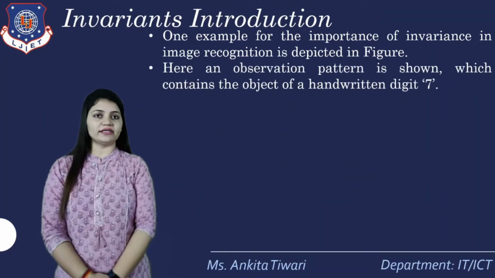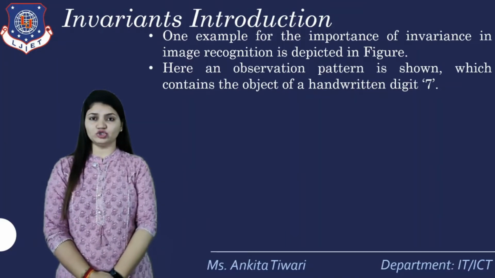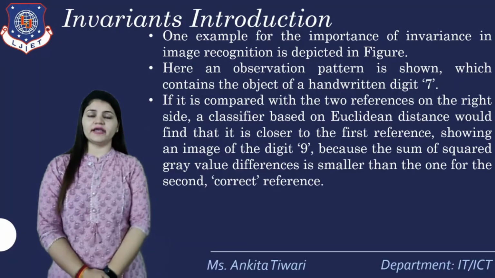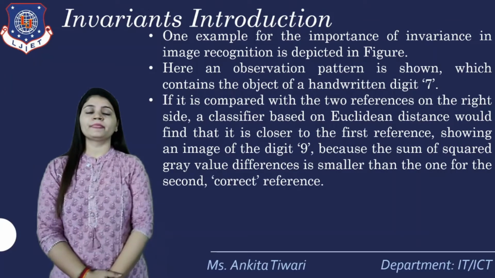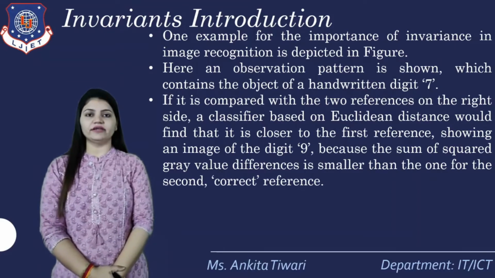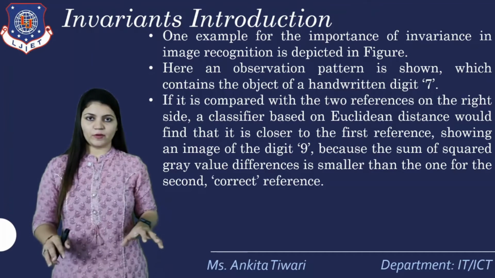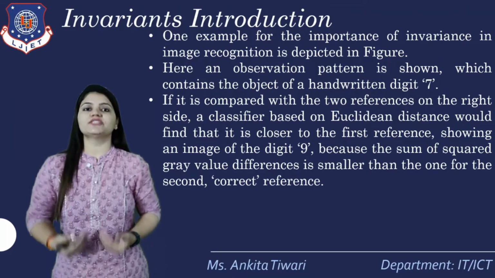Here is an observation pattern which is shown as a handwritten number 7. It contains the object, a handwritten digit 7, and this is how it is represented. It is compared with the two references on the right side. A classifier that is based on Euclidean distance would find which one is closer. We have two references for the same digit 7. Now which one is the closer one?